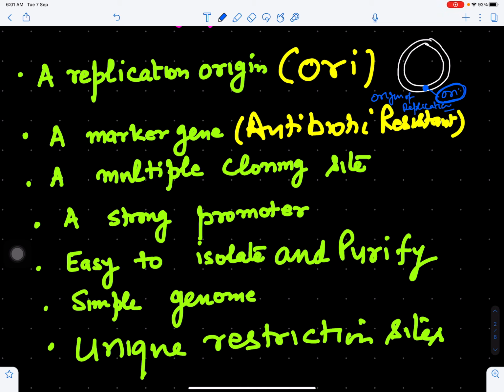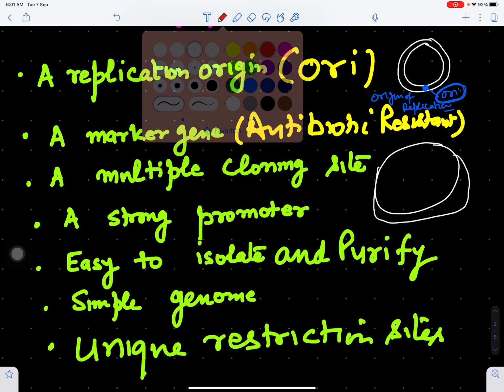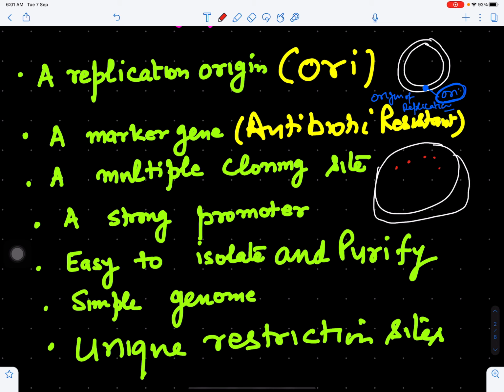Then every vector should have a marker gene. A marker gene can be an antibiotic resistance gene, a nitrogen fixation gene, or a toxin production gene. What will be the advantage of this antibiotic resistance gene? Supposing we have a culture of plasmids. I'll explain with the help of a diagram. This is a petri dish in which we are culturing the bacteria. Supposing these are the bacteria which we are cultivating, right.